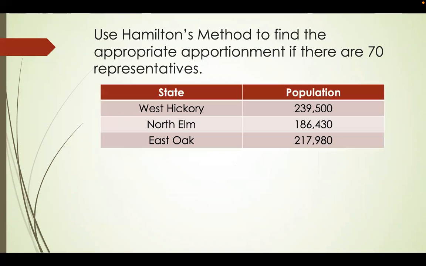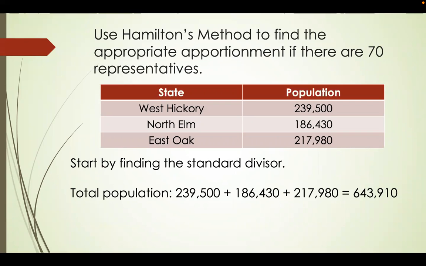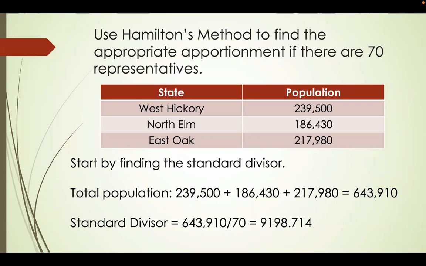So let's use Hamilton's method to find the appropriate apportionment if there are 70 representatives. I have 3 made-up states, West Hickory, North Elm, and East Oak, populations given. To find the appropriate apportionment, we have to start by finding the standard divisor. So I'm going to add to find the total population: 239,500 plus 186,430 plus 217,980 gives us our total population of 643,910.